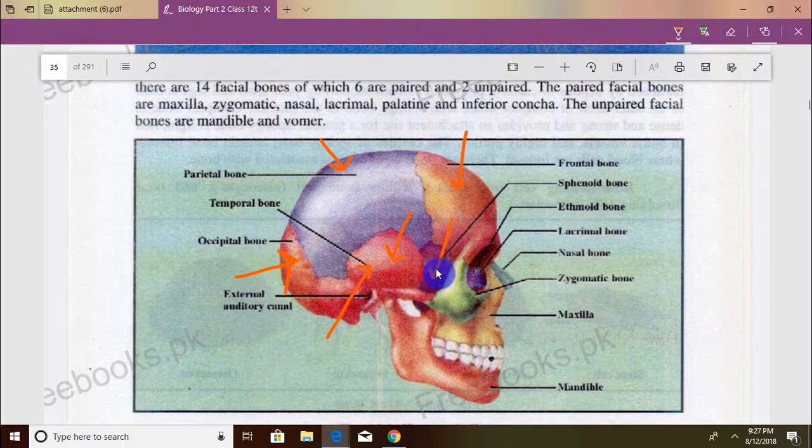The sphenoid is unpaired. The temporal is paired. The frontal is unpaired. The occipital is similarly unpaired. The ethmoid is also unpaired. It's over here. You can't see it from the angle they've presented it. And that's it.